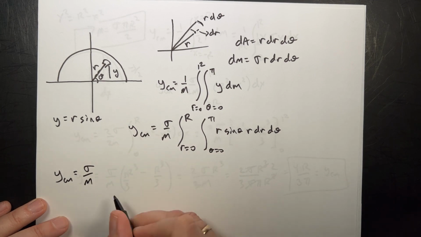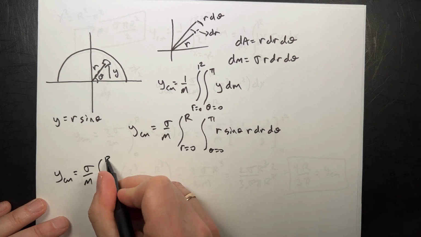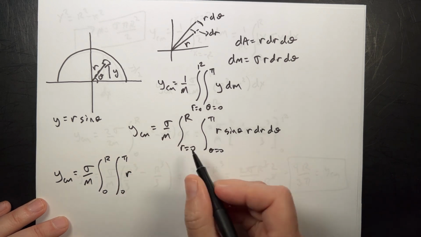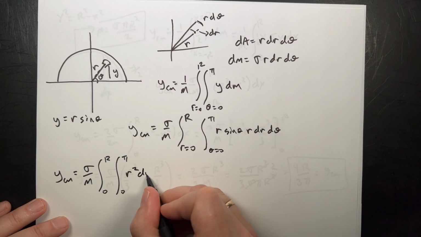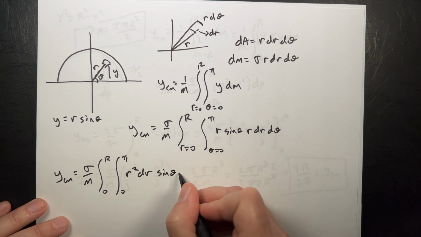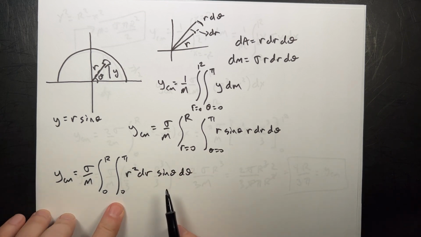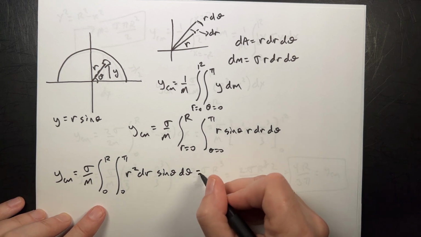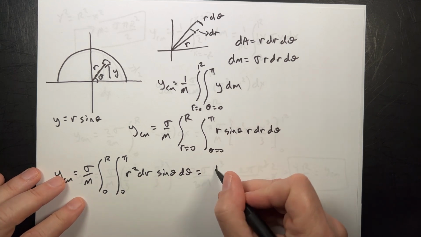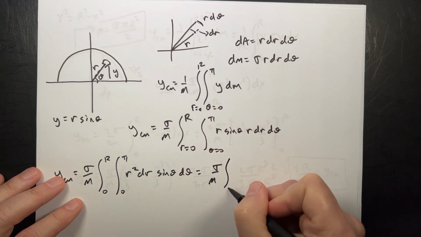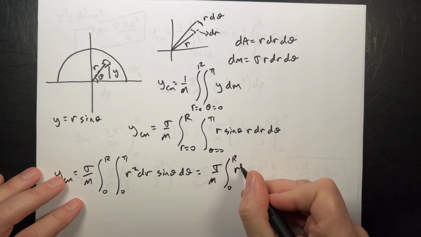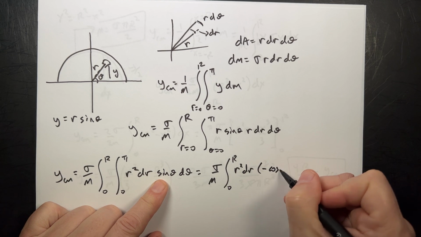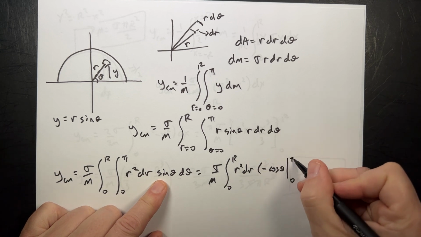Sigma over m, integral from 0 to r, 0 to pi. I'm going to put all the r stuff together. I have r times r, so it's r squared dr, and then I have sine theta d theta. Since theta doesn't depend on r, I can just do the theta integral first. So I get sigma over m, 0 to r, r squared dr, and then the integral of sine theta is negative cosine theta from 0 to pi.